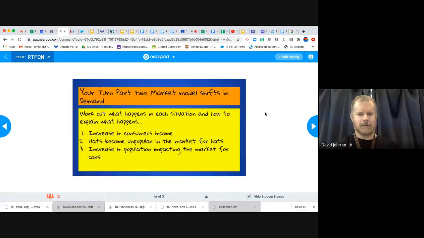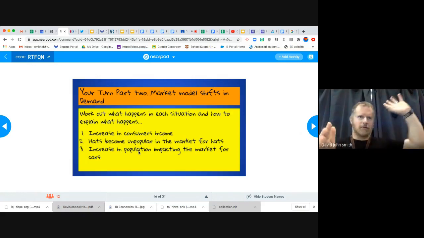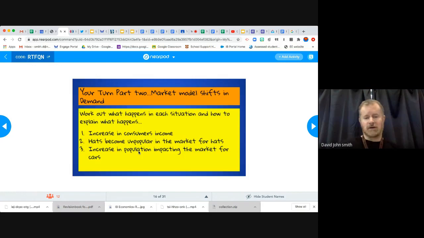Now, there's some other ideas about shifts in demand that you can have a think about. If there's an increase in income, if hats now become unpopular in the market for hats, if there's an increase in population. Remember when we looked at the demand curve weeks ago, we talked about how the demand curve, because it's downward sloping, has only two directions it can possibly shift. It can shift to the right or it can shift to the left.